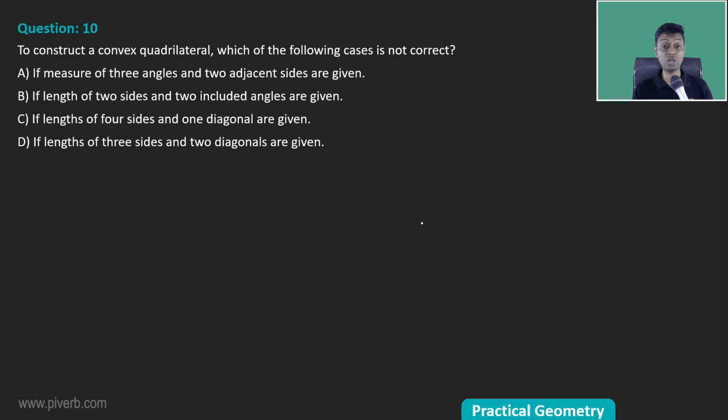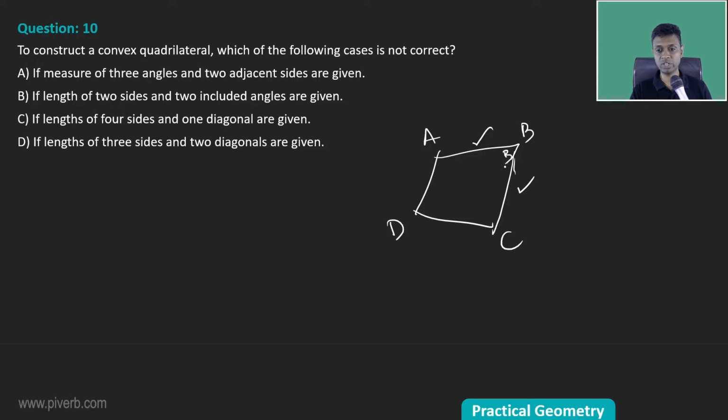To construct a convex quadrilateral, which of the following cases is not correct? 3 angles and 2 adjacent sides. Right, let's say A, B, C, D. Let's say we know this, and we know this angle, and this angle. Can we construct this quadrilateral? Yes, we can. How will we do this?